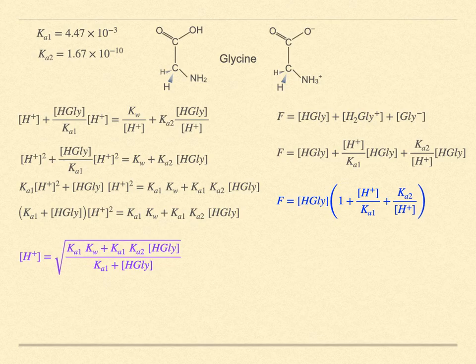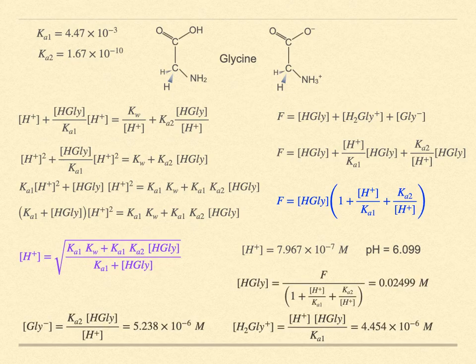F. When the formal concentration is 0.025 molar, we get H plus equals 7.967 times 10 to the minus 7 molar. The pH is 6.099. We can now calculate back to find the concentration of each of the glycine species. First, rearrange the mass balance equation to find H-gly, then use the two substitutions used in the mass balance for the two ionic species. We obtain these three values.